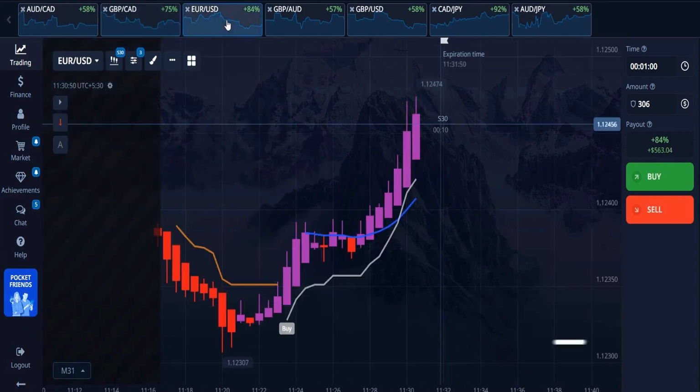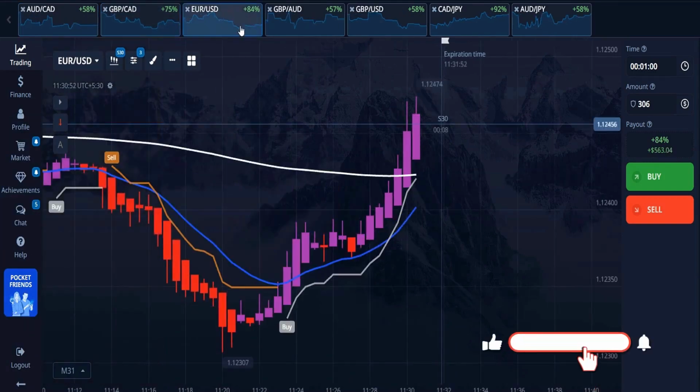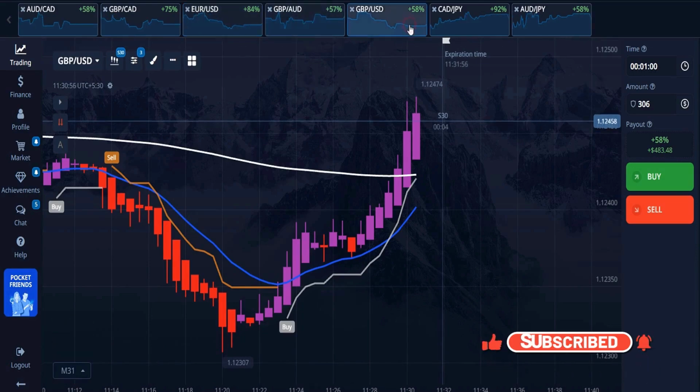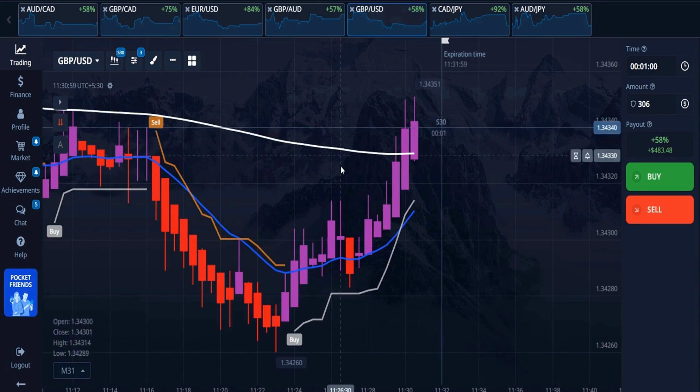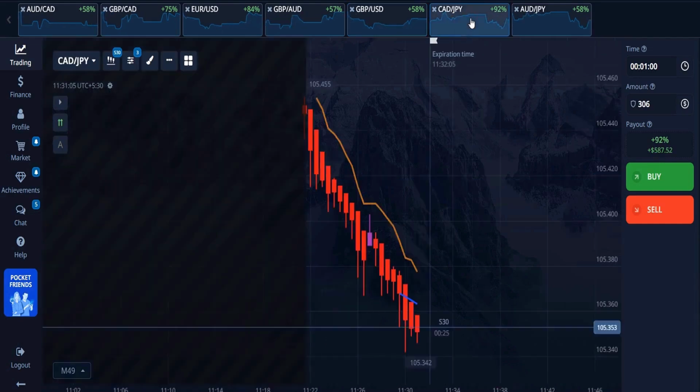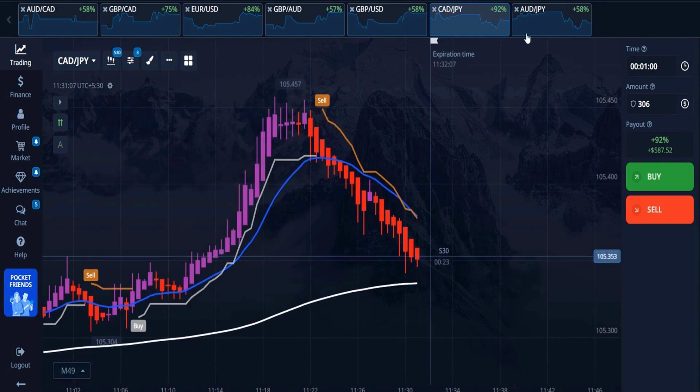This method uses just two simple but powerful indicators, the Supertrend and moving averages, to help you spot high-probability trades. I'll also share the exact settings you need for these indicators, so make sure to watch the video till the end. Without the right settings, this strategy won't work as effectively.